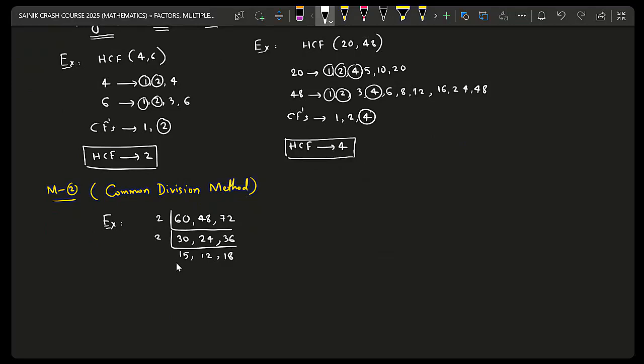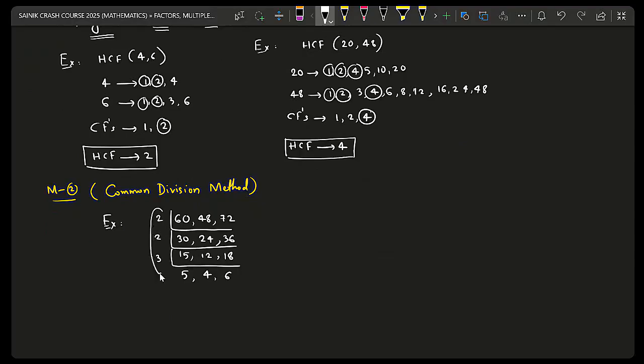Now they are not all divisible by 2. Even though 12 and 18 are divisible by 2, 15 is not divisible. So you should not take it. You should take only the number which divides all of them. So 3 works here. 3 5s are 15, 3 4s are 12, and 3 6s are 18. Now there is no number which is dividing all of them except 1. So we can stop this process.